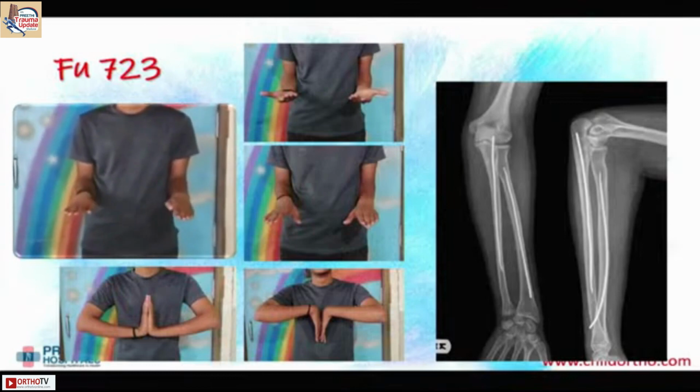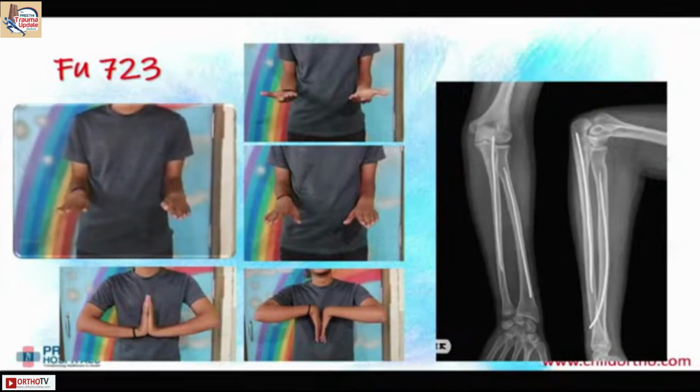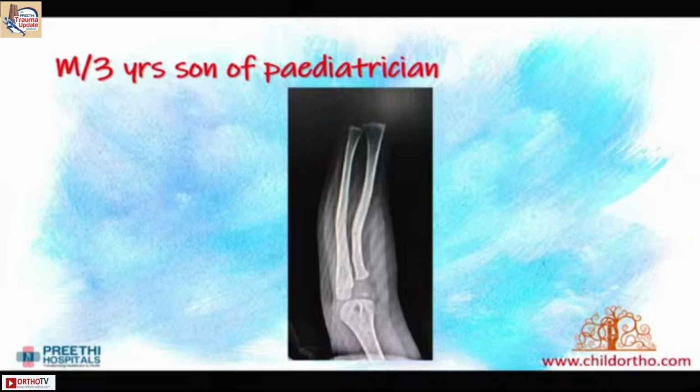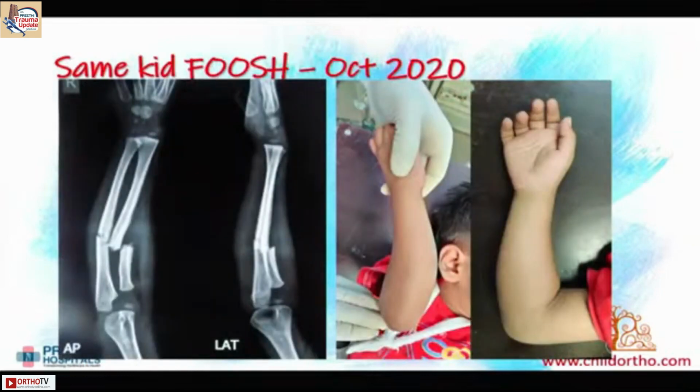Somehow he remembered to get the nail removed after COVID and everything was over, about 5 years later. Now, a 3-year-old son of a pediatrician, whose uncle happens to be my postgraduate student, had a fall like this. He put it in a plaster after looking at the IITV, removed the plaster and never took a follow-up. The child had a fall again a few months later and broke this. And this is how the deformity was.